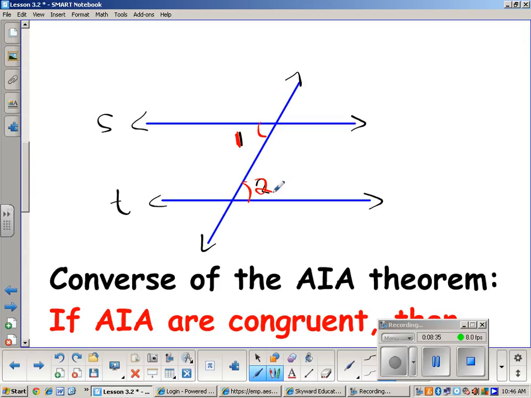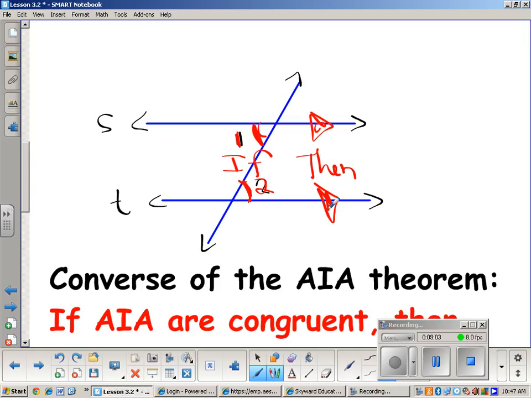Angle 1 and angle 2, which are alternate interior angles, if those are congruent, which the drawing shows that they are, then, so I'm going to write if, then I can say the two lines are parallel. That's not a big jump from where we were, we're just thinking backwards, okay? So that leaves us the last item.